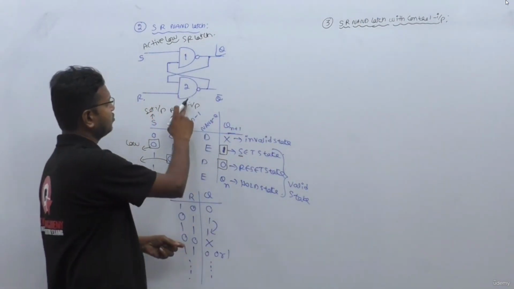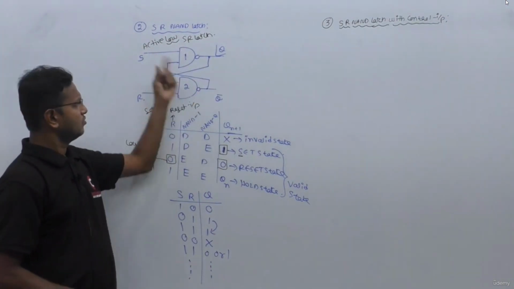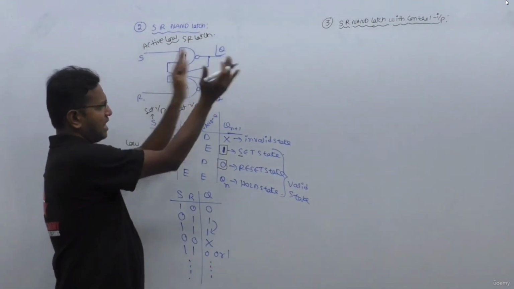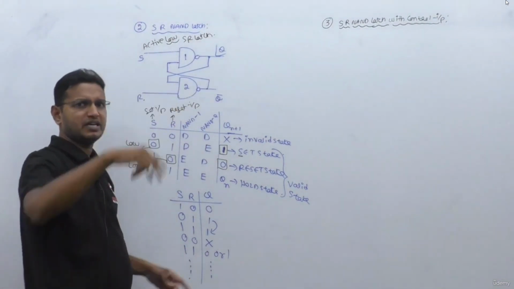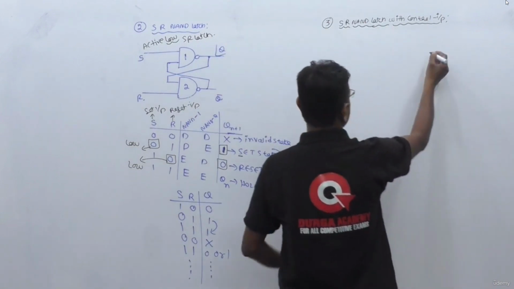Now how will this circuit be? See here, these are NAND gates 1 and 2. Now I will take the same SR NAND latch, connect two more NAND gates, and pull out the control terminal. Look here, the same circuit I will take.